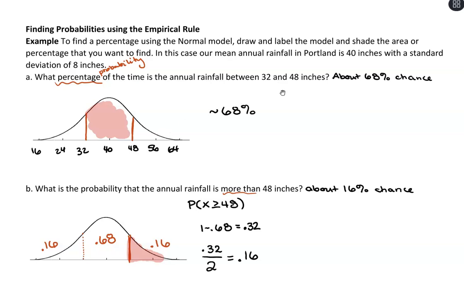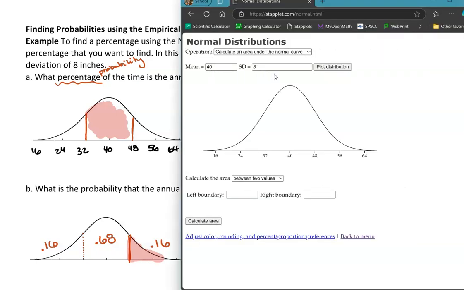Okay, so between two values, 32 and 48, and we estimated that as about 68%. So now let's go find the exact value. So I set my mean and standard deviation, and this is going to be calculate the area between two values. So this will be between 32 and 48. I'm going to calculate that area, and this is where seeing the visual can be really nice, because that'll just match up. So I know I'm looking at the right area. And then the area is 68.27% would be our exact answer.